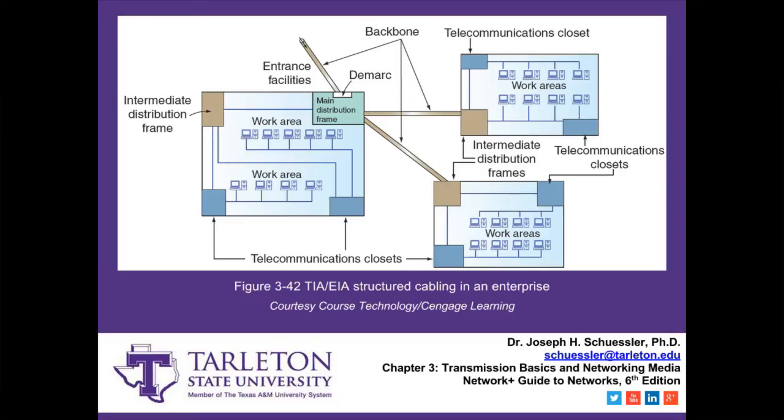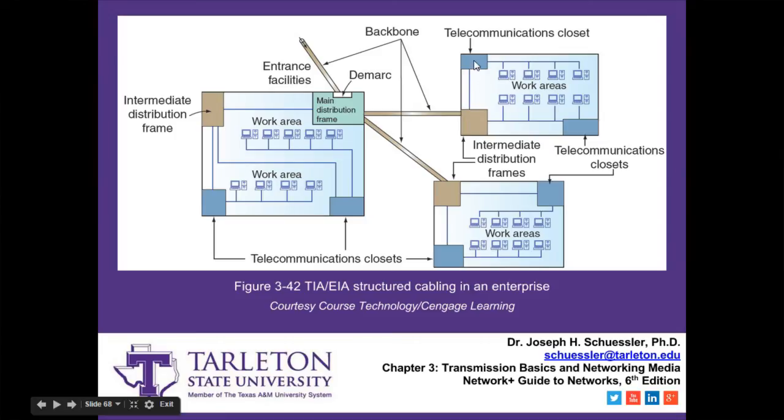So here we have an example of maybe 3 different buildings or 3 different floors of a particular building. We've got the point of demarcation where our network connection may be coming in from the outside. That may be an internet connection, it may be a connection back to headquarters, could be several different things. But it's going to come into an MDF, a main distribution frame. And from there we can distribute that to other floors or other buildings, to IDFs.